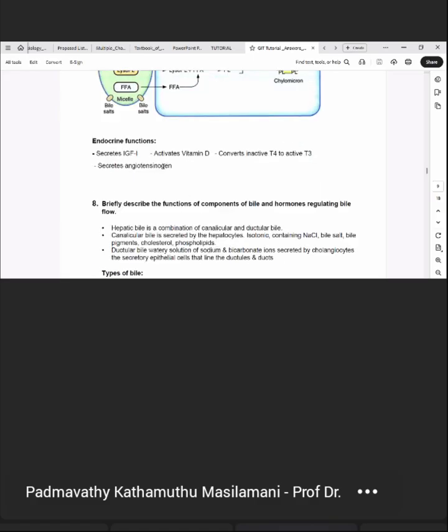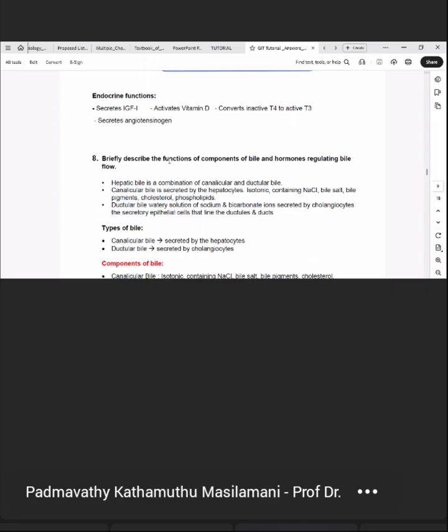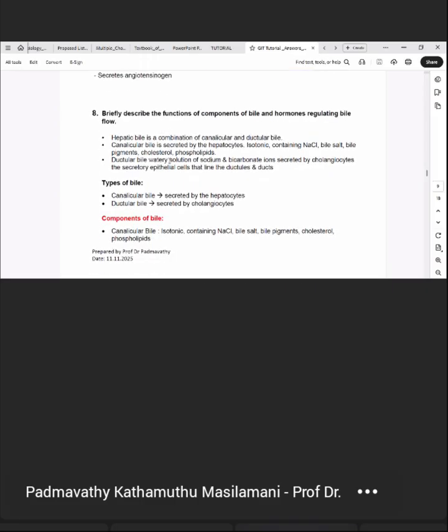The endocrine functions are mainly hormonal, because the liver is the site of secretion of insulin-like growth factor, and also activation of vitamin D, because it converts the thyroid hormone T4 to the active form T3, and it also produces angiotensinogen. These are a few of the endocrine related functions. You have to know the secretions of the liver, which has both exocrine and endocrine functions. The bile and bile salts are involved in lipid digestion.